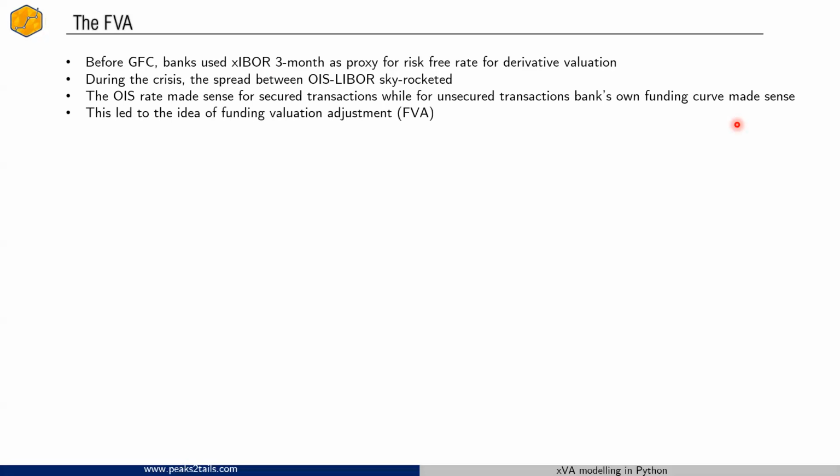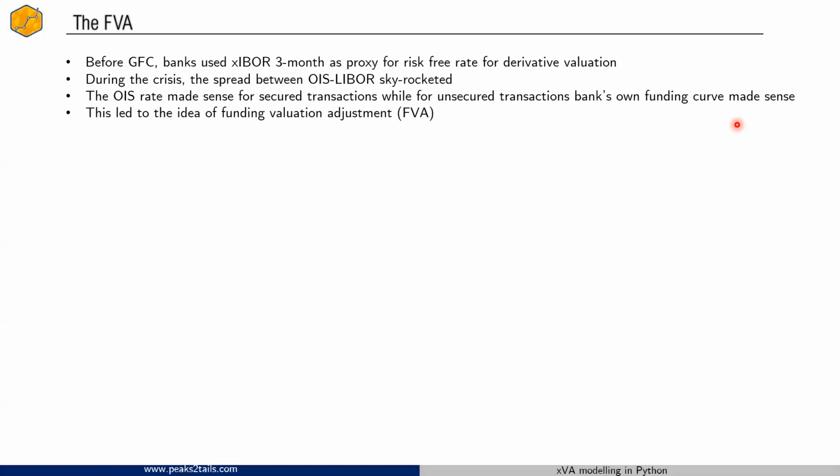So this gave rise to the idea of funding valuation adjustment, because every bank and every counterparty have different funding curves. So for them to agree on the derivative and all the collateral requirements that go along with it, it gives rise to different funding costs. We'll see the calculation. So everybody thought, let's add this cost to the pricing of the derivative.